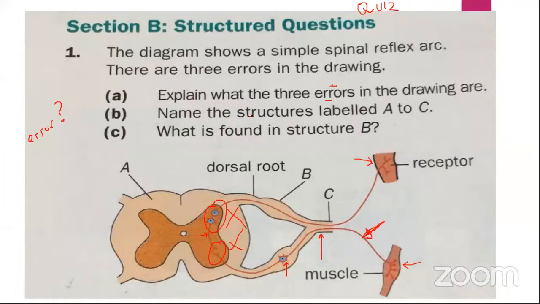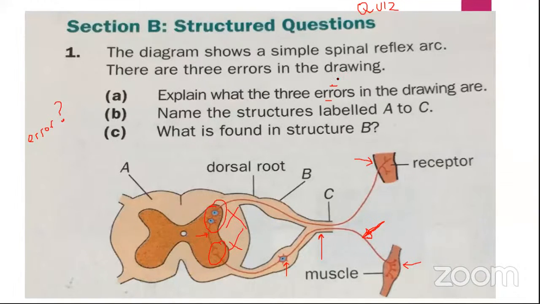Then another question says, name the structures labeled A to C. So which one is structure A? You can put up your hand. You can put a hand to Musime Elton. Yes, Musime. White matter. Thank you, Musime. That's white matter.